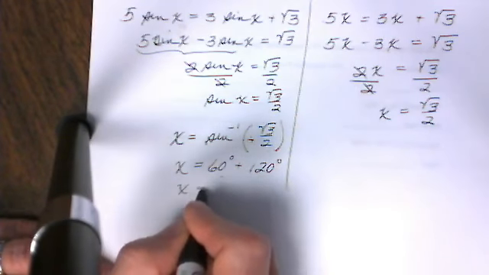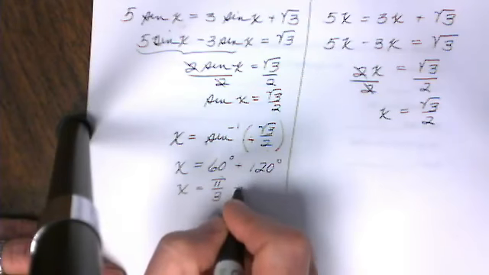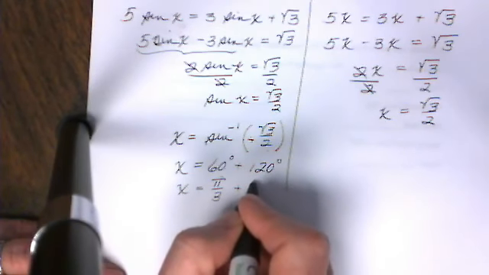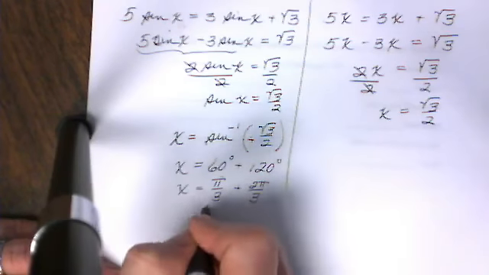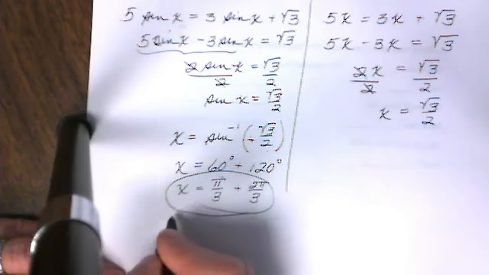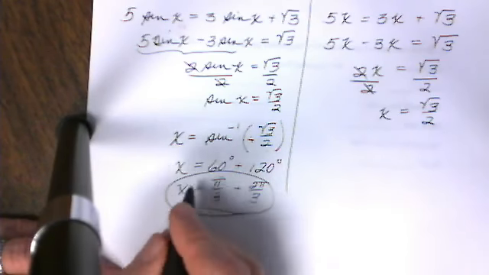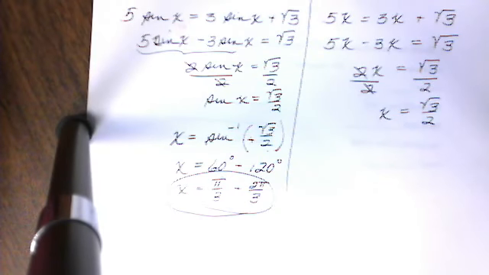However, I want to say those using radian measure instead of degree measure. So I'm going to get pi over 3 and 2 pi over 3 as the two solutions to this particular problem that occur between 0 and 2 pi radians. That's it.